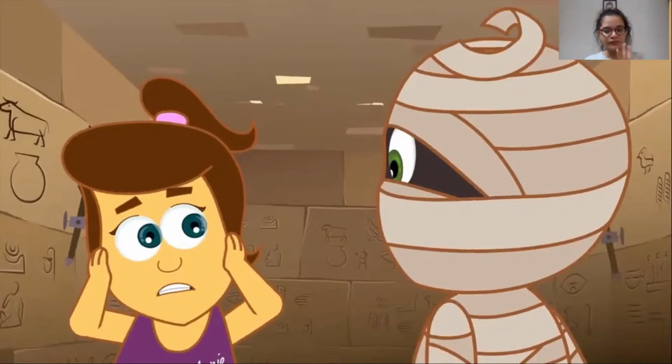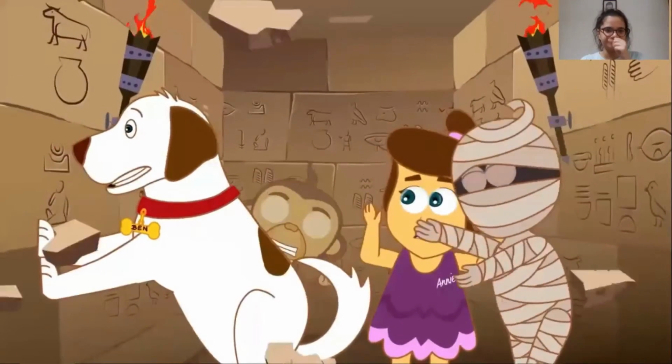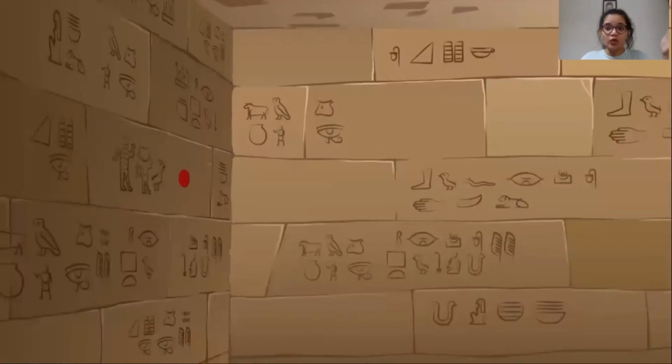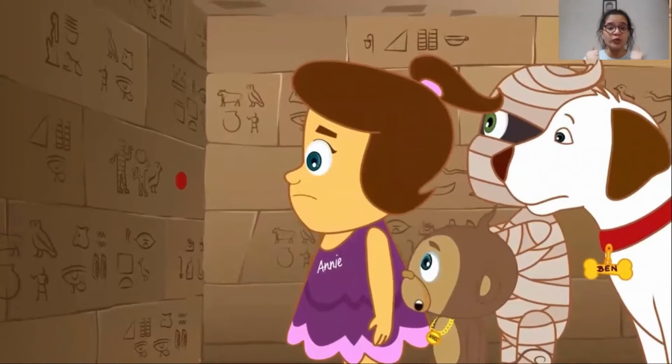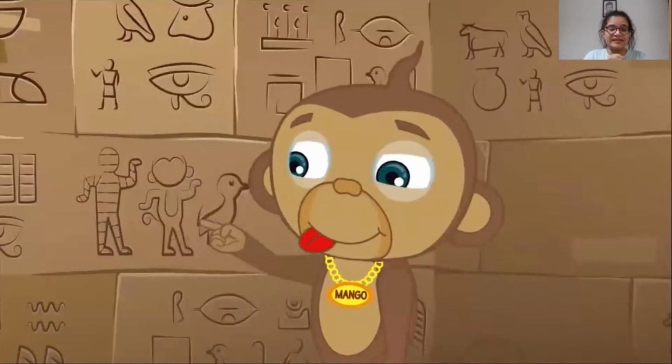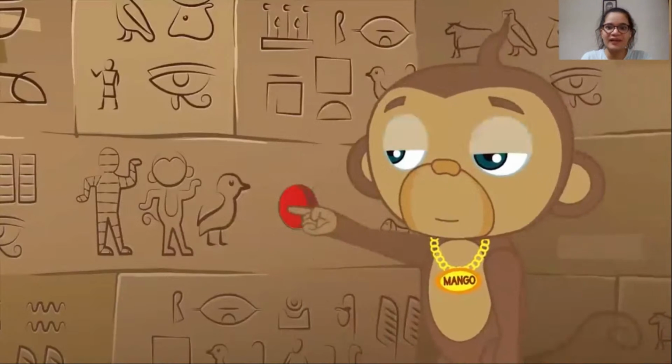And suddenly the floor started shaking, everything started shaking, and the door and the walls started coming closer. If they did not do something right now, they would be squeezed. So Annie said, let's try and read something quickly, let's see if we can find a solution to stop this. And while they were doing that, Mango read something. Now, he could not read, but he just tried his luck. He found a red button and he pressed it.